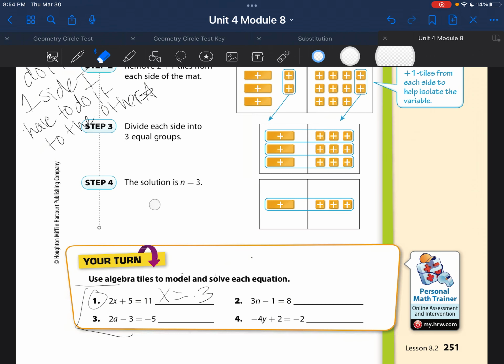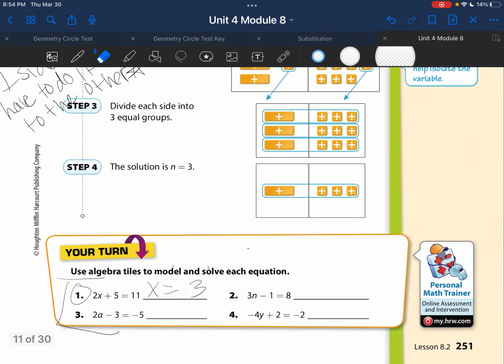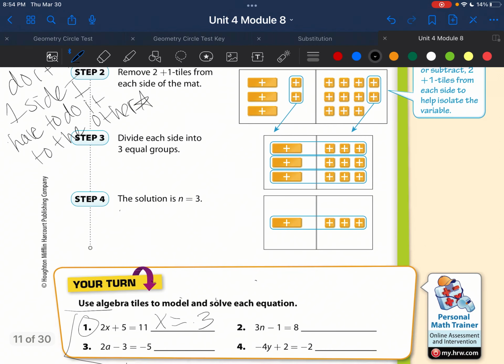Okay, so we're going to go ahead and move on to number 2. Here we go. I have 3n minus 1 is equal to 8. The very first thing I want to do is draw a line down my equal sign, so that I can separate my left side from my right side.